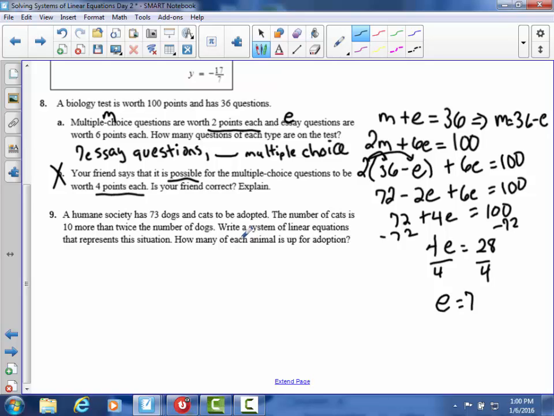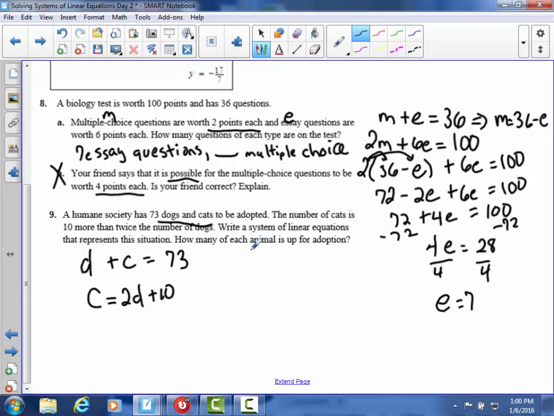Okay, number 9. A humane society has 73 dogs and cats to be adopted. The number of cats is 10 more than twice the number of dogs. Write a system of linear equations that represents the situation, and then how many of each animal is up for adoption. Okay, so they have dogs and cats, and there's 73. So if we let D be the dogs and C be the cats, that's going to give us D plus C equals 73. And then the number of cats, so that's our C, is 10 more than twice the number of dogs, so C equals 2D plus 10. So, okay, there's our system. We just translated the words into equations.